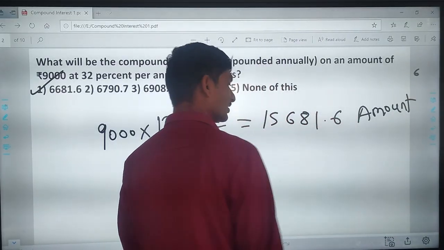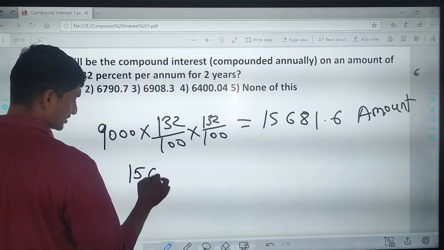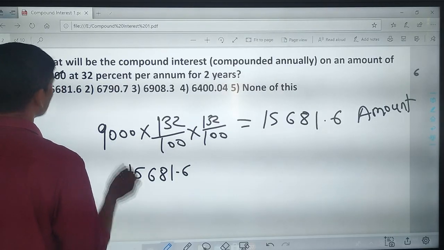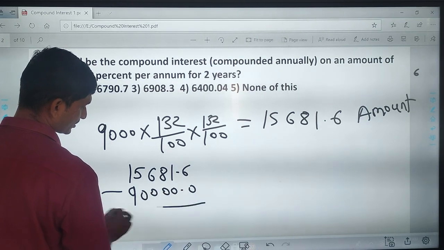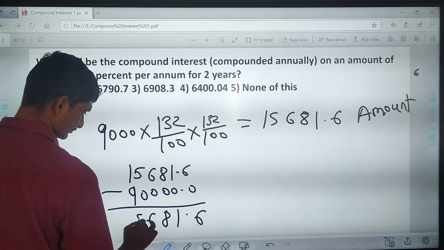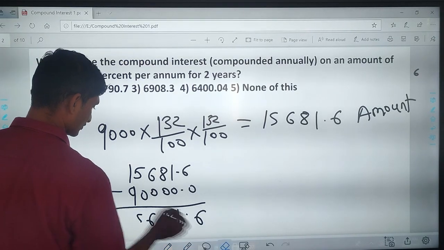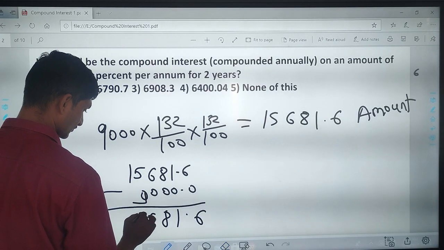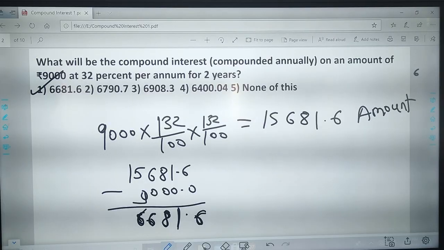Now here from this amount we subtract 9,000. We get the compound interest. 15,681.6 minus 9,000 is 6,681.6. This is your answer.